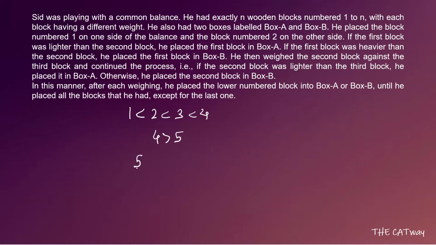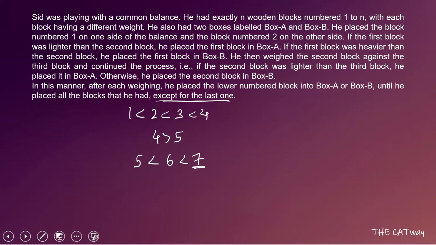Now comparing 5 with 6, he found that 5 is lighter than 6, because that is why 5 went to box A. And comparing 6 with 7, he found that 6 is lighter than 7, and that's the reason that block number 6 went into box A. Okay, for 7 we cannot say anything, because that's the last one we have. We have already been told that except for the last one, we cannot find anything. Okay, now let's check the options.